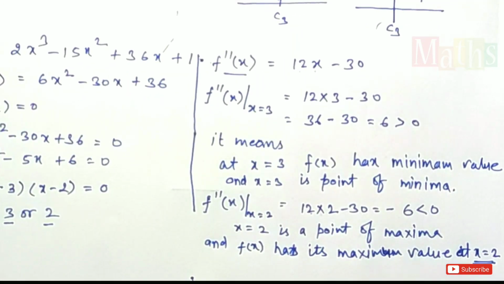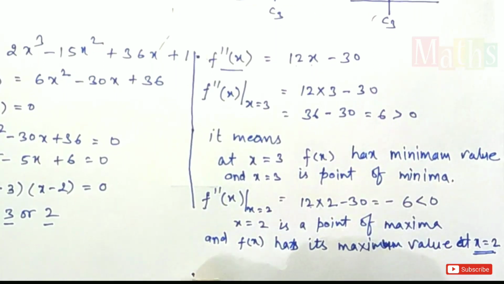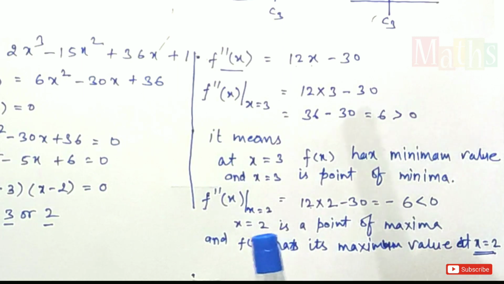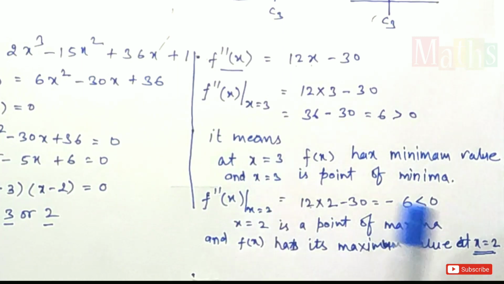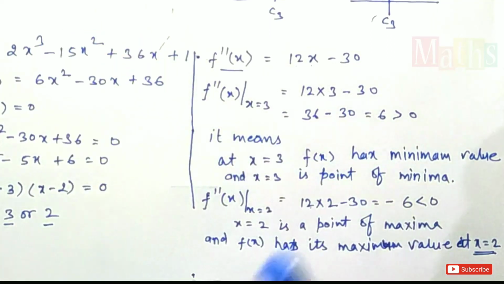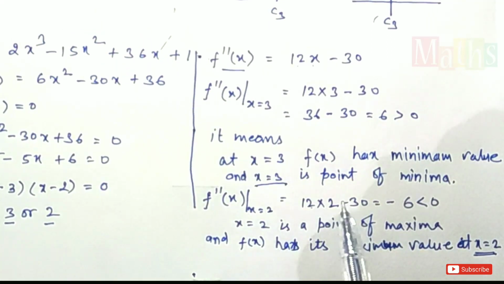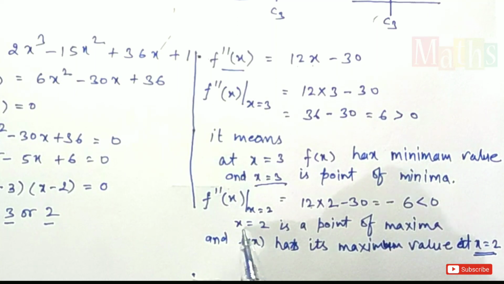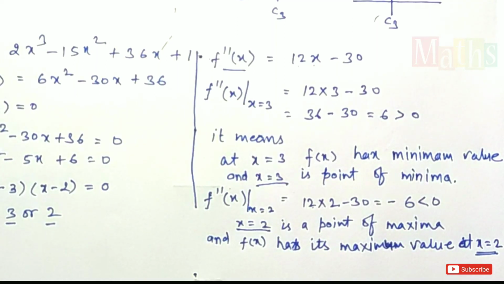So students, this is the method to calculate the maxima and minima, means the point of maxima and point of minima, and after it we will apply x is equal to 3 and x is equal to 2 in this function, and for this point we'll get the minimum value of the function, and for this point we'll get the maximum value of the function.